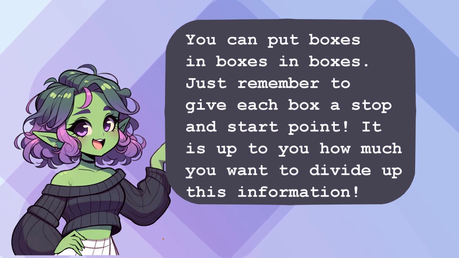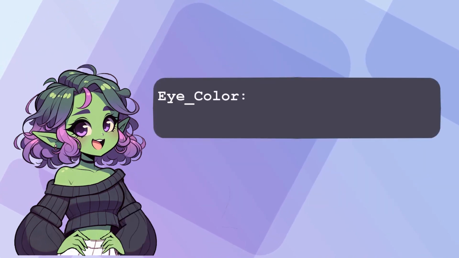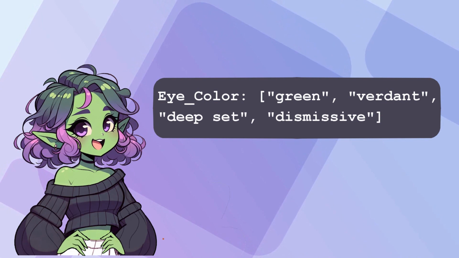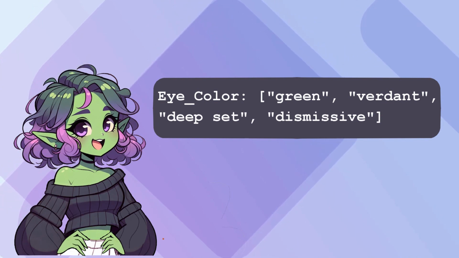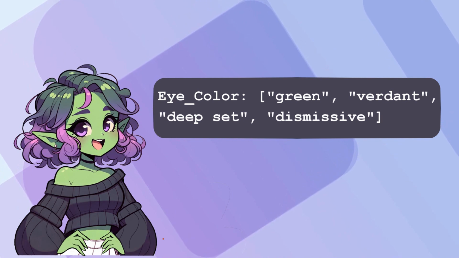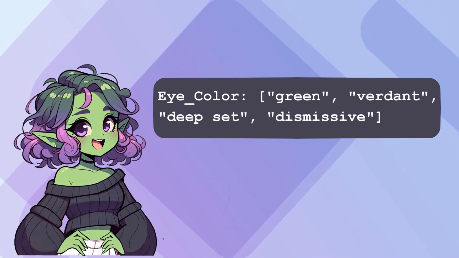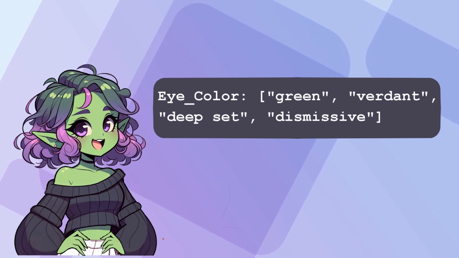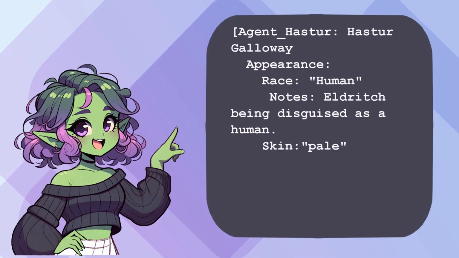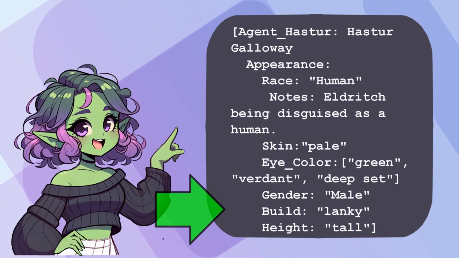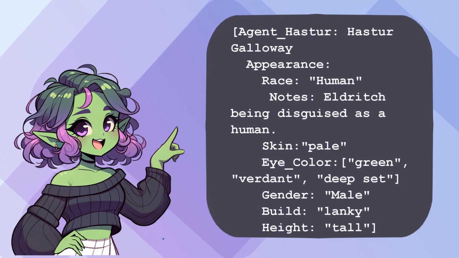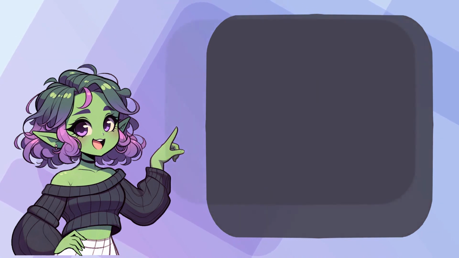We hit enter, and go to a new line, match the indentation depth with the other applicable subcategories, and add in the label and traits. The line will look a little something like this: eye_color, opening square bracket, green, in quotes, comma, verdant, in quotes, comma, deep set, in quotes, comma, dismissive, in quotes, closing square bracket. We'll continue adding details like gender, build, height, and hair in the same hierarchical format, using quotes for single or multi-word descriptors and notes for more nuance and in-depth information.